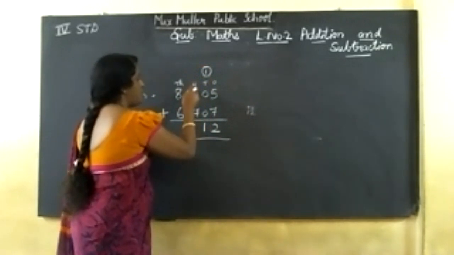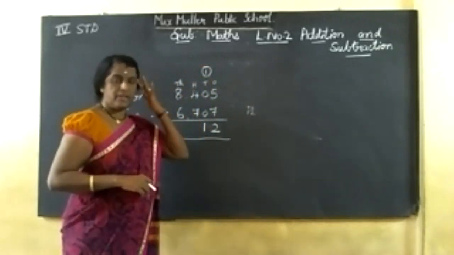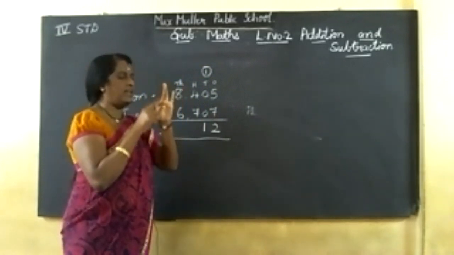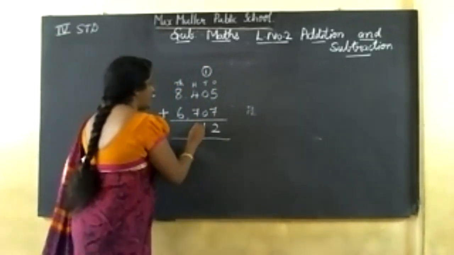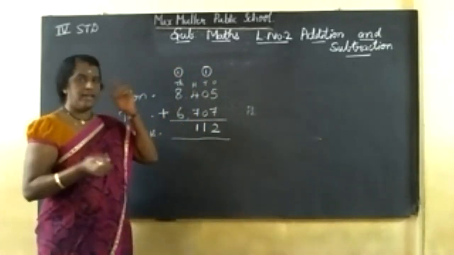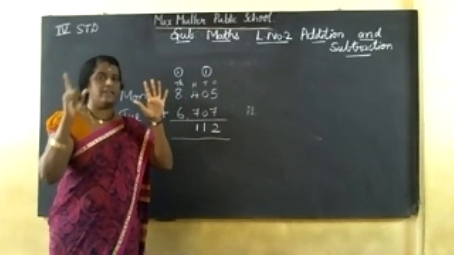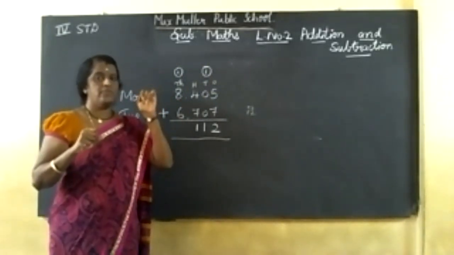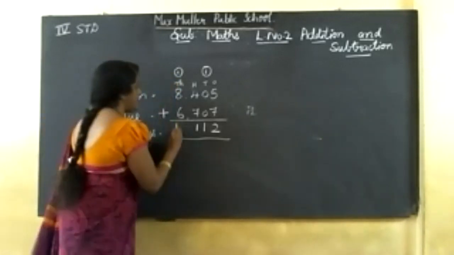4 in the mind, 7 on my fingers. After 4: 5, 6, 7, 8, 9, 10, 11. Write 1 and 1 carry. 8 plus 6: 8 in the mind, 6 on my fingers. After 8: 9, 10, 11, 12, 13, 14, plus 1, 15.